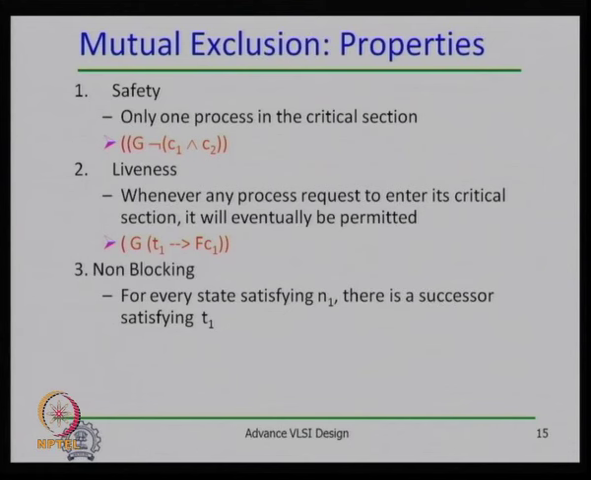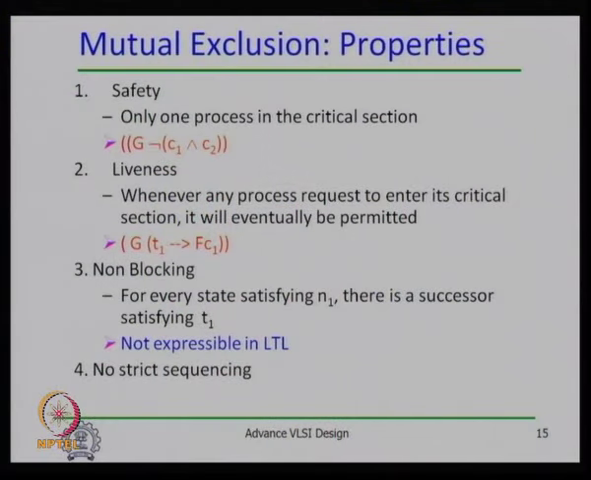The third property is the non-blocking property. The non-blocking property says that for every state satisfying N1, there is a successor state T1. That means at least in some of the paths, the next state after N1 should be T1. But here we cannot define a property for selective paths. This property need not hold good all the time, it should hold good selectively. So we cannot express that in LTL, and I will come back to this point and tell you that this can be expressed in computation tree temporal logic, CTL, and is not expressible in LTL.